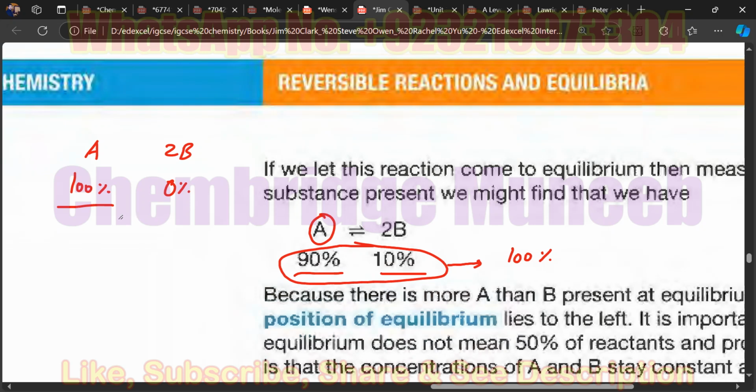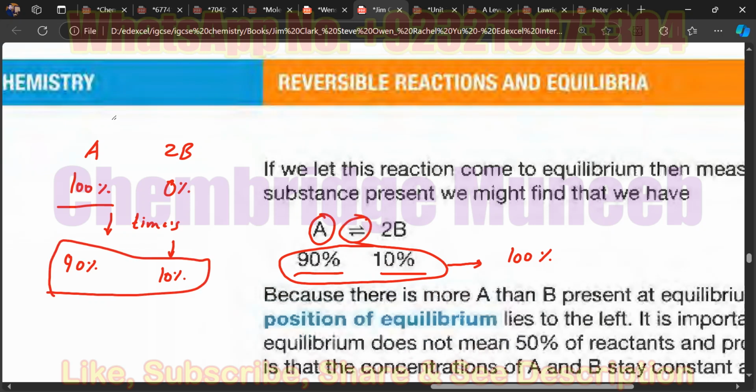and B was 0%. But after some time passed, the amount of A reduced to 90%, because the reactant has to react to form the product, so that's why the amount of reactant A will decrease. So it has reduced to 90% and the amount of B has reached 10%. Now this is the time when we will say that equilibrium was attained.